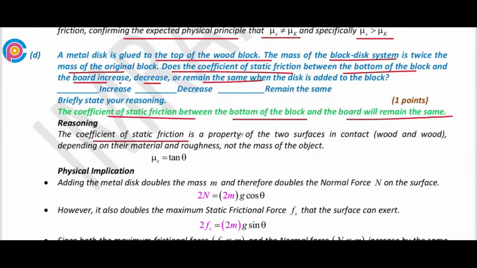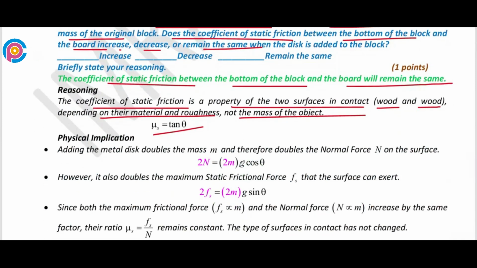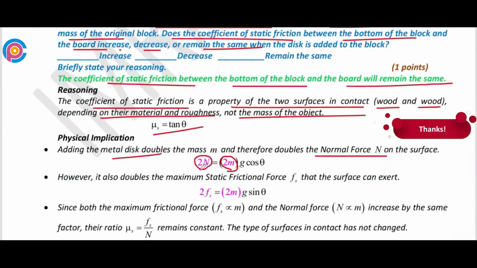The coefficient of static friction is a property between the two surfaces in contact, in this case the wooden board and the wooden block, depending on their material and roughness, not the mass of the object, as we have calculated in the previous question. Mu s is equal to tan of theta. If we determine it again after adding the disk, we make the mass double. Therefore, the normal force doubles, and 2N is equal to 2 mg cos theta. If there is an increase on the left-hand side, there is an increase on the right-hand side.